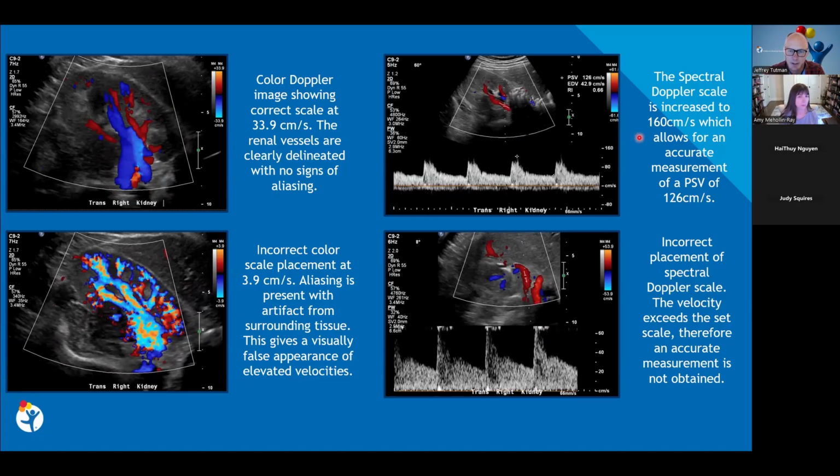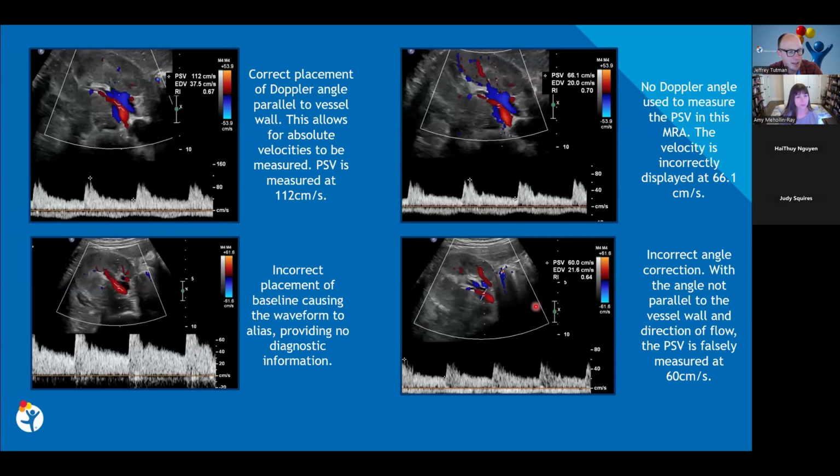Similarly with our spectral Doppler scale, so this is with an appropriate setting, so we can see the peak. We can make our appropriate measurement of the peak systolic velocity. In this patient, our scale is not set appropriately, so we have some aliasing. We're not able to really pick up exactly where that peak systolic velocity is happening. And then similarly with our angle correction, this is kind of showing what happens when we don't do that appropriately. So this is with an appropriate placement of the Doppler angle, so it's going to be parallel to the vessel wall. So we can see in this case it's about 112 centimeters per second. If we set the baseline incorrectly, we're not able to appropriately see where that peak systolic velocity is.